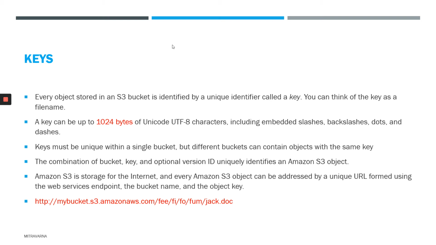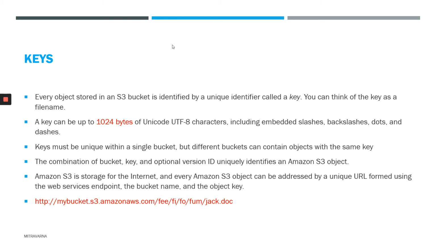Okay, Amazon S3 is storage for the internet, and every Amazon S3 object can be addressed by a unique URL formed using the web services endpoint, the bucket name, and the object key. So first it will start with http://. Obviously, since it is using the HTTP protocol for access.